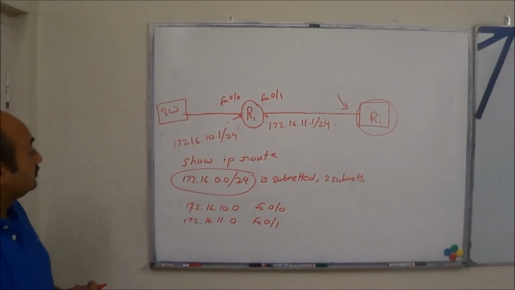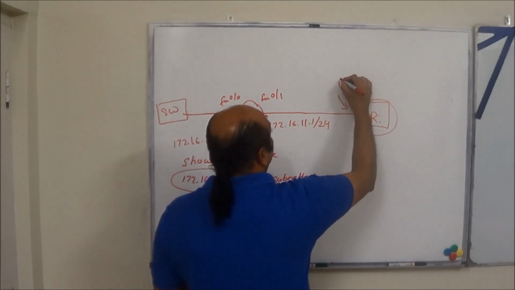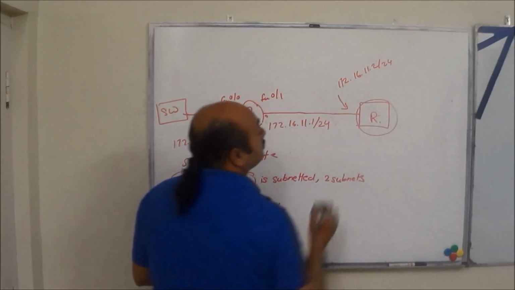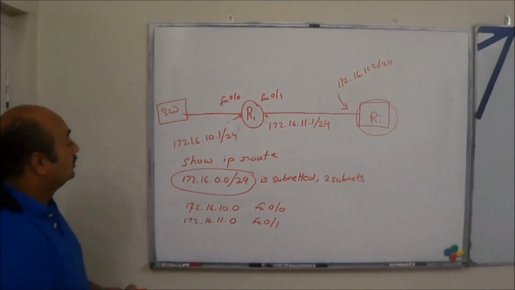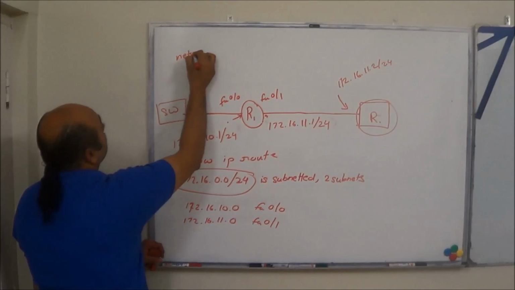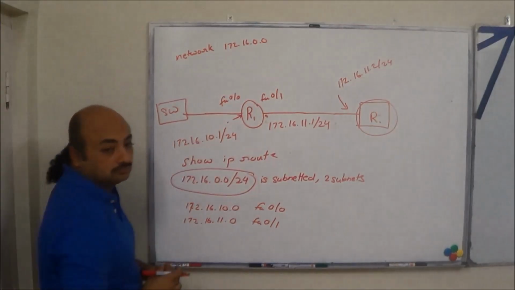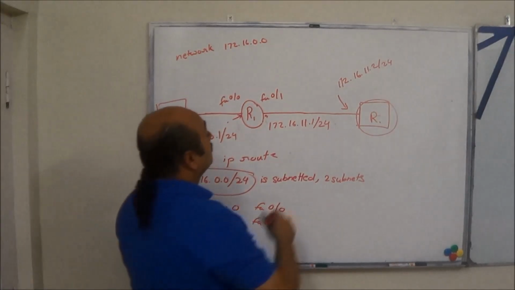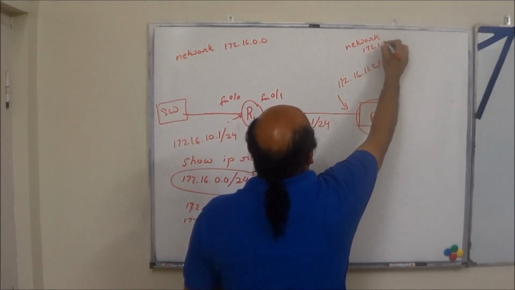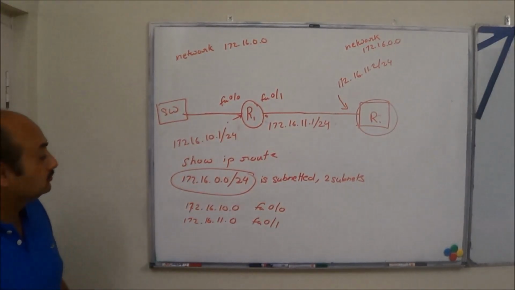Now, let's say that on this one we have configured 172.16.11.2/24. What commands are we issuing on R1? Network 172.16.0.0. That's what we issued here. What did we issue here? Network 172.16.0.0. Is this clear?